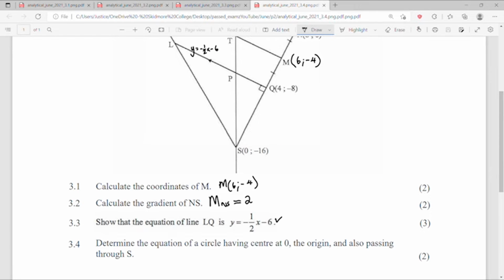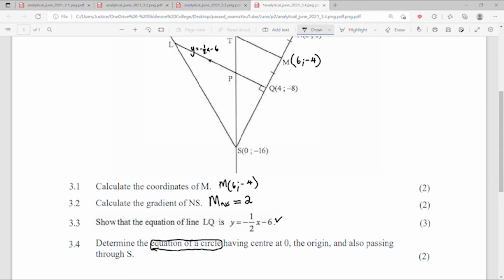Right, we're looking at question 3.4 and it says determine the equation of a circle. You're going to stop right there. Determine the equation of a circle. As long as you forgot what the general equation of a circle is, you have already failed the question. This reminds us of how important it is for you to know.